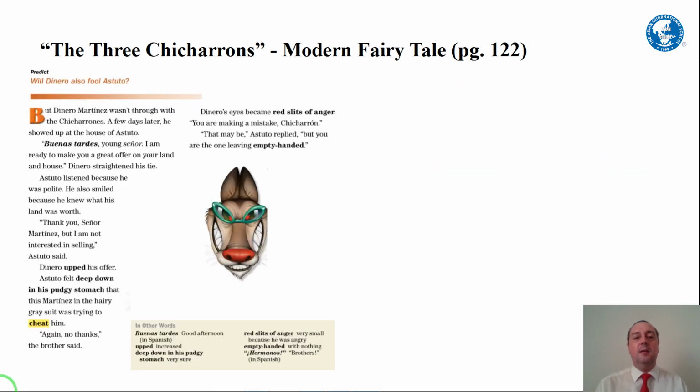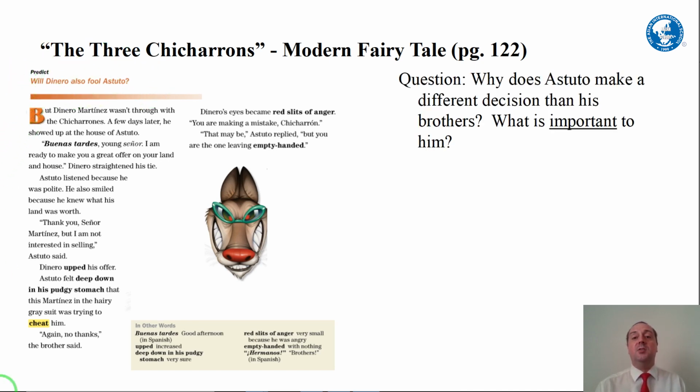Okay, let's keep going to page 122. Now, predict again. Will Dinero also fool Astuto? What do you think? What do we know about Astuto and his character traits? Is he different from his brothers? Yes, we've already decided he's different. Okay, so will Dinero also be able to fool him? So on page 122, read this section of the text and answer this question on your screen now.